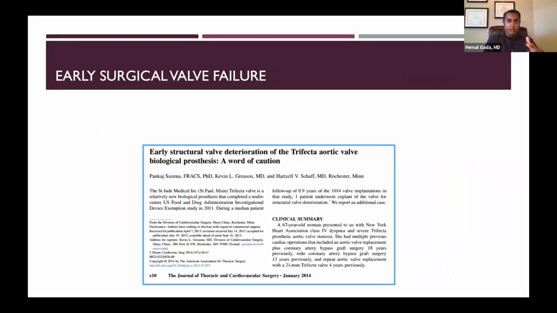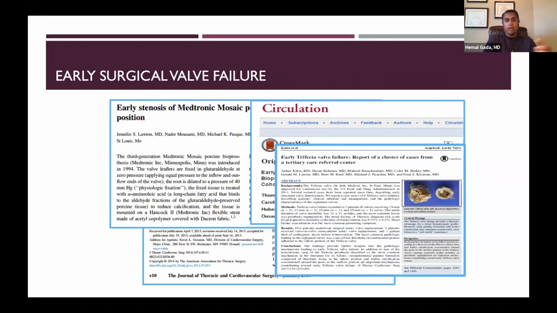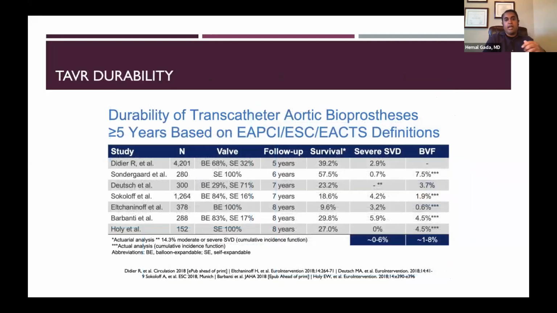Early surgical valve failure is a thing. We've seen this with the Trifecta aortic valve, Medtronic Mosaic valve, Mitroflow valves, Trifecta again. And then let's just shift to TAVR durability. So what do we know about TAVR durability then? Well, we can look at some data that's 5 to 8 years out. We've got case reports of 9+ years now, which look good, but again, small numbers in the large majority.